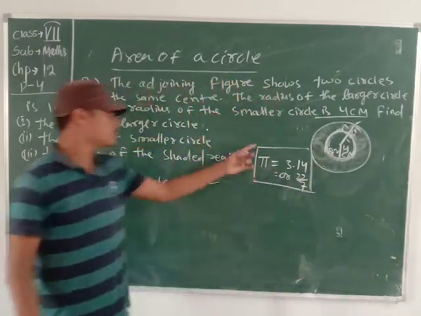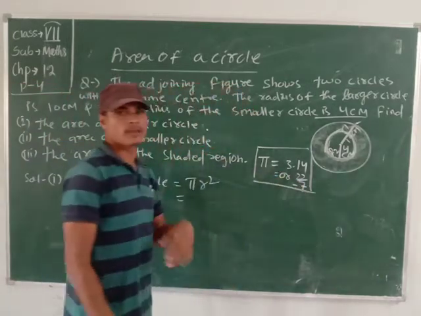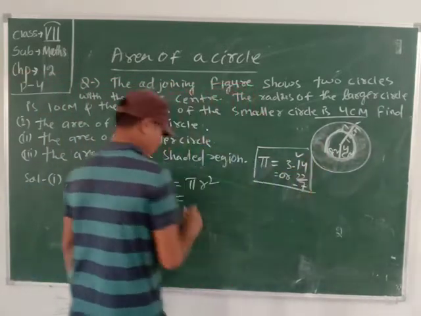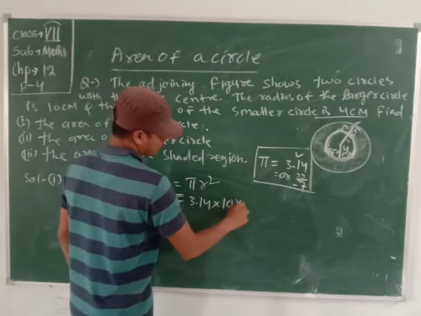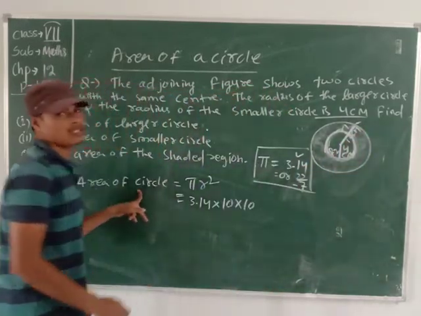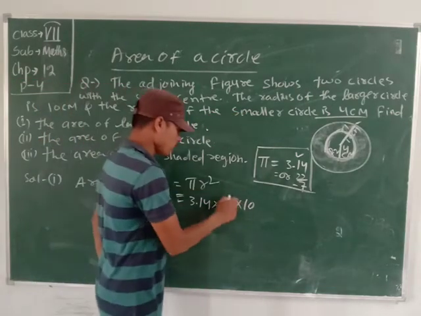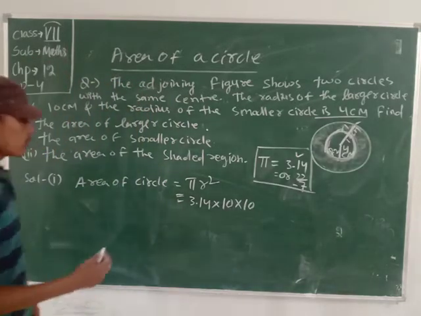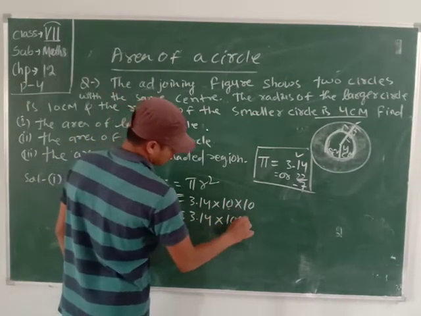Pi r square. If we take 22/7 and change it into decimals, then we take the value 3.14. Then 3.14 into 10 into 10. Here the radius of the larger circle is 10 centimeter. So pi r square equals 3.14 into 10 into 10 centimeter. So we multiply 3.14 by 10 into 10, equal to 100 centimeters.